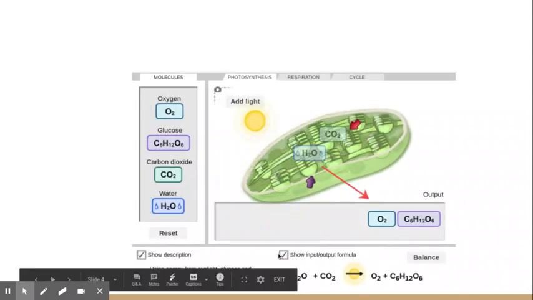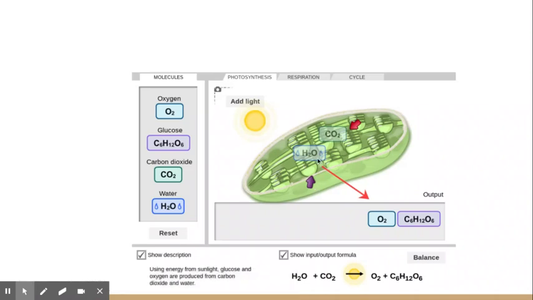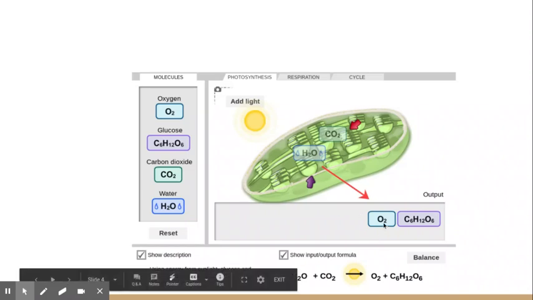In this model, you can see the balanced equation at the bottom. You can see how we added light to the equation, and you can see how the water and the carbon, which were the inputs, go together to form our outputs, which are oxygen and glucose, which is our hydrocarbon, which is C6H12O6.